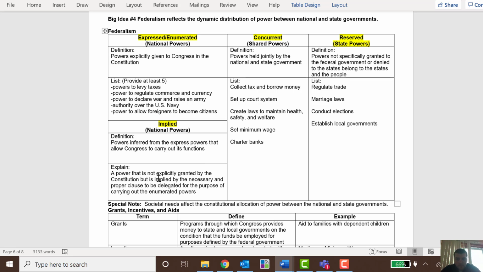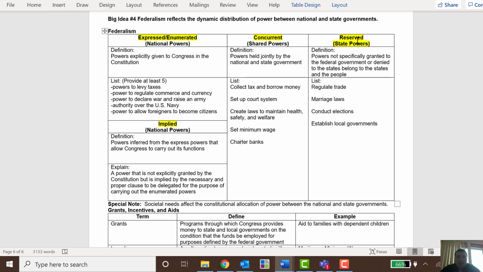Concurrent powers. You might have learned this in science class. Concurrent powers, right? If we have two currents running kind of in the same direction, powers held jointly by the national and state government. Both New York State and the federal government can collect taxes. They can set up courts. They can create laws. They can set a minimum wage. They can charter banks. Those are powers that both the states and the federal government have.